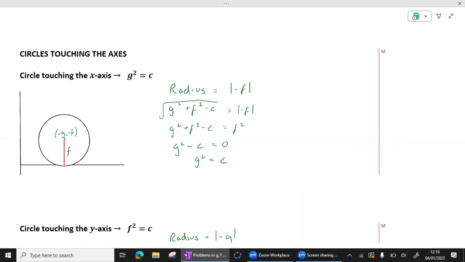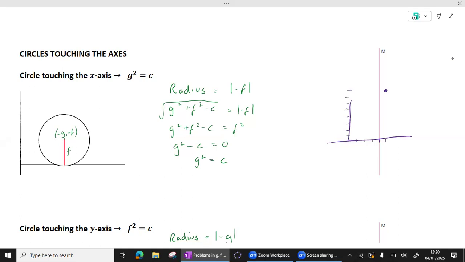Okay, so circles touching the axes. Just to explain this, it says if the circle's touching the x-axis, g squared is equal to c. Now, why is that? Let's think about normal coordinates. Let's say the center of the circle was at (5, 8). What we would do is go over 5 and go up 8. So we'd say the center is there.